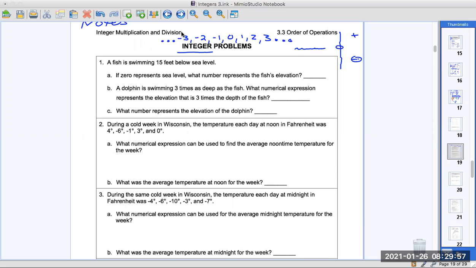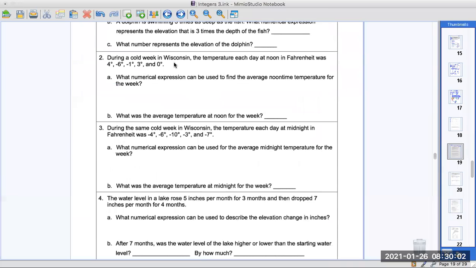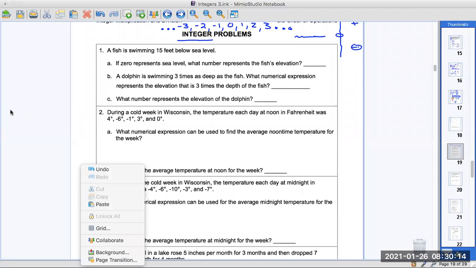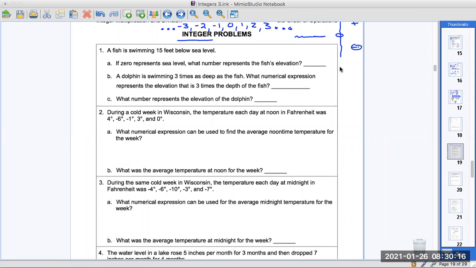Anyways, we're looking at our textbook and we're on page 16 right now. So go ahead and go there. Let's look at the fish swimming 15 feet below sea level. What number would that be? That would be negative 15 because it's down under the water, negative 15 feet. If 0 represents sea level, what number represents the fish elevation? Well, we just said it's below sea level, so it's a negative number. Yeah, so under, going down, negative.